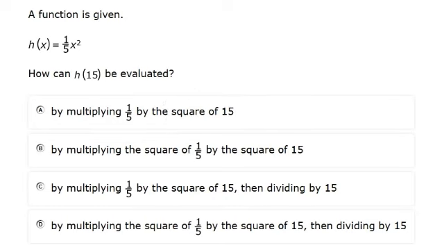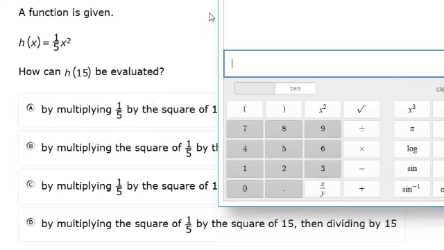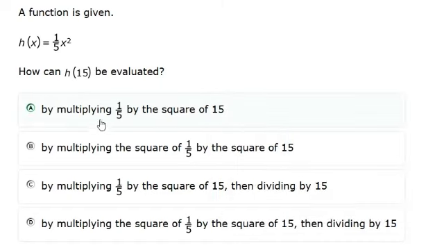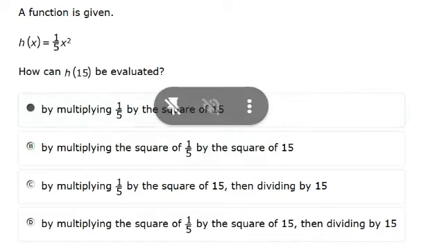A function. They're telling us to find h of 15. Okay. Oh, I got it. Multiplying 1/5 by the square of 50. Is it this one? Simple, right? Yeah.